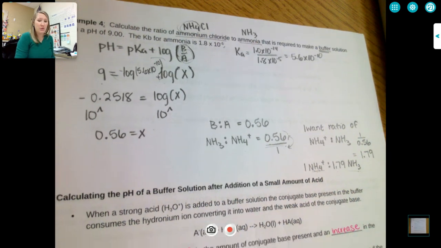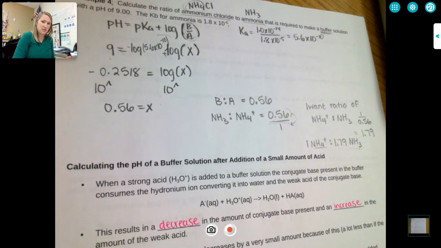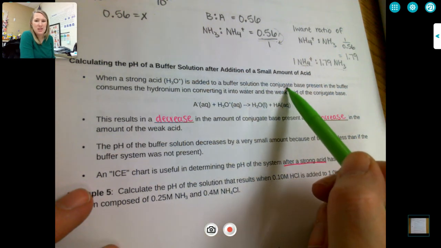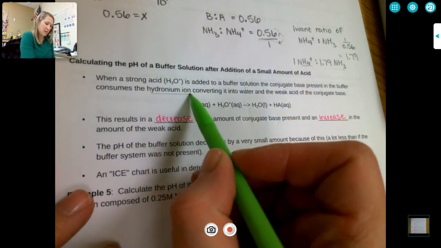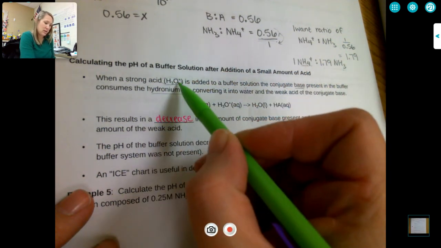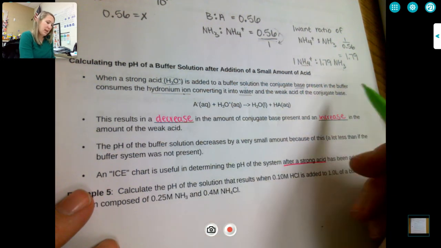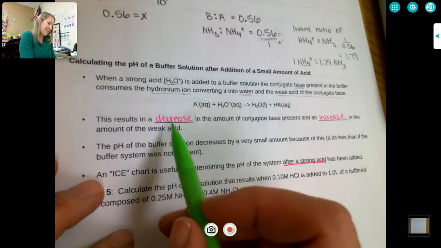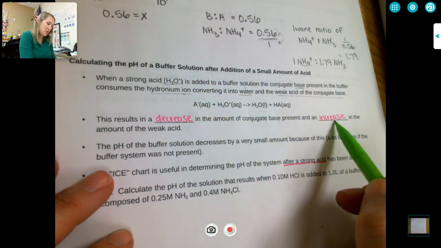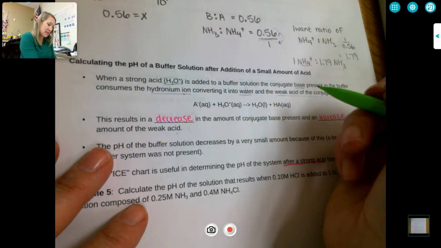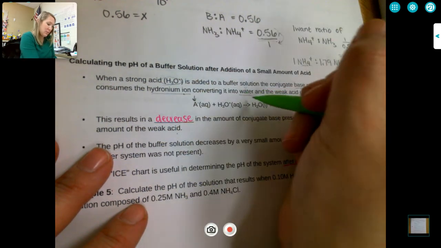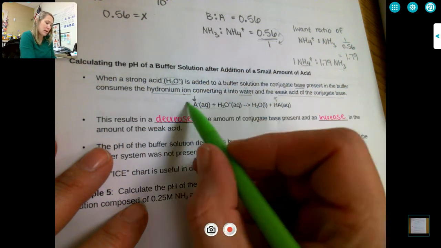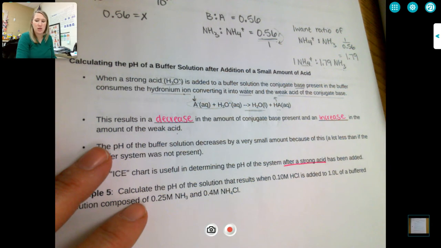Well, what if we have a buffer solution and then we add in a little more acid because why not? Well, if a strong acid is added to a buffer solution, the conjugate base present in the solution is going to consume hydrogen ions, which makes sense. The base that's present is going to consume some of these hydrogen ions, converting them to water and the weak acid of the conjugate base. So that means it is going to decrease the amount of conjugate base present and increase the amount of weak acid. I am consuming some of the base, therefore I'm making more weak acid.